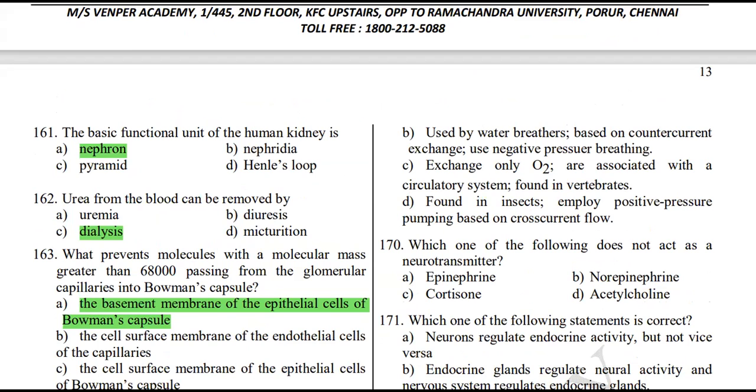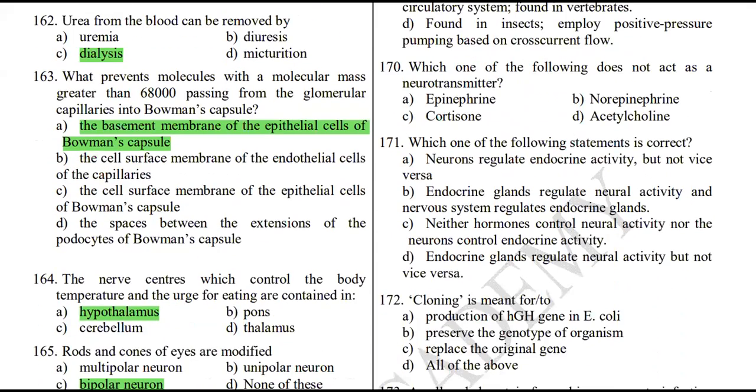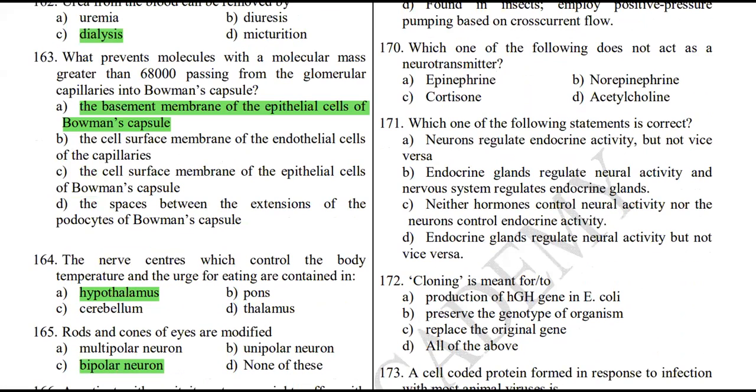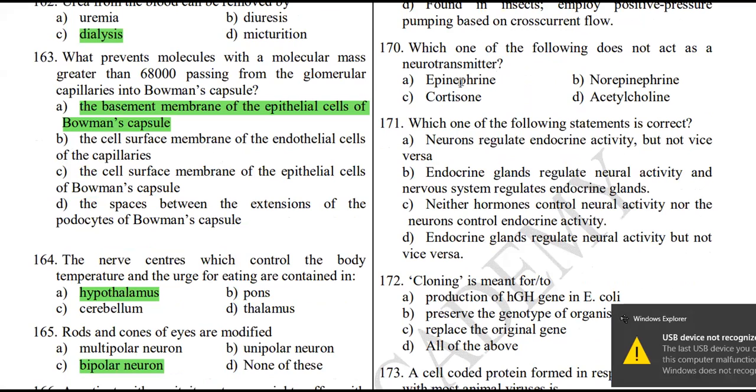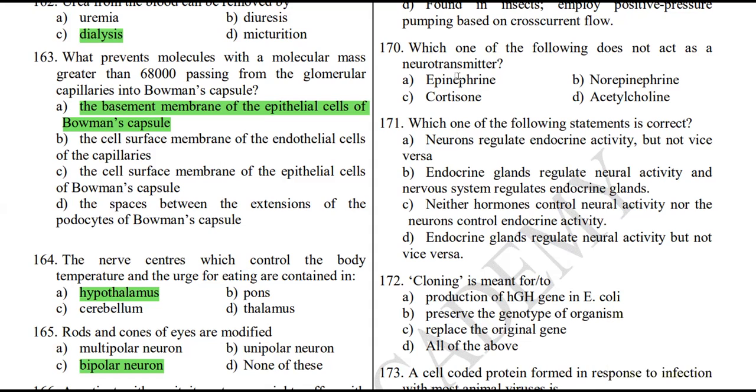Which one of the following does not act as a neurotransmitter? Neurotransmitters are the ones which are actually transmitted through the neurons. Epinephrine is otherwise called adrenaline, and norepinephrine is called noradrenaline. Adrenaline is secreted only when you're feeling stressed. Norepinephrine, or noradrenaline, is released every time.